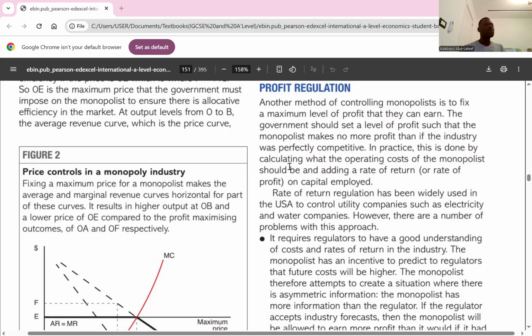So they don't care. The monopolists will not care about the amount of money invested, 10 million or 100 million. They know there's going to be a high percentage for them in terms of return, and whatever cost they incur will be passed on to customers. So they won't care. That's another problem with using profit regulation.